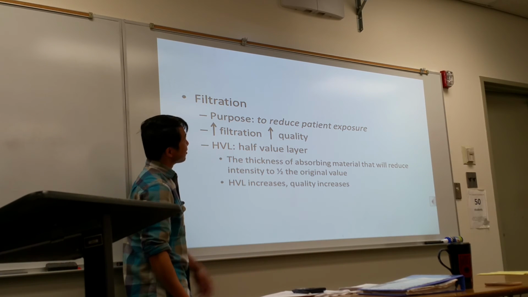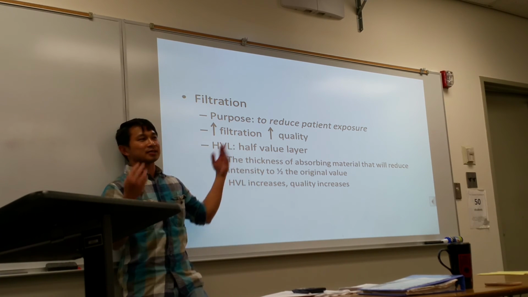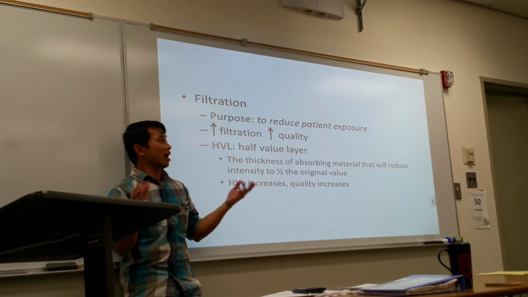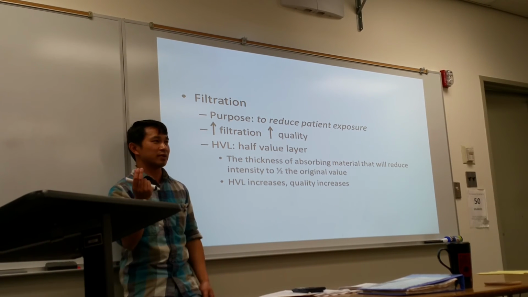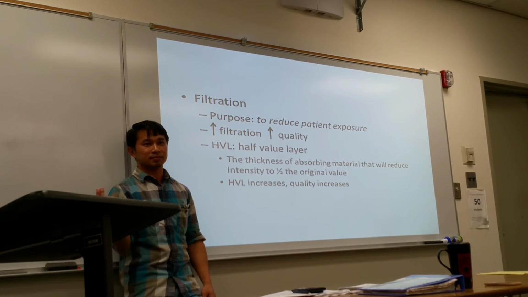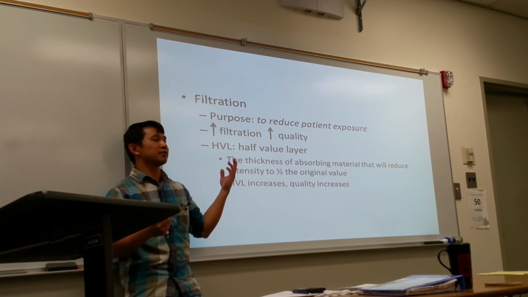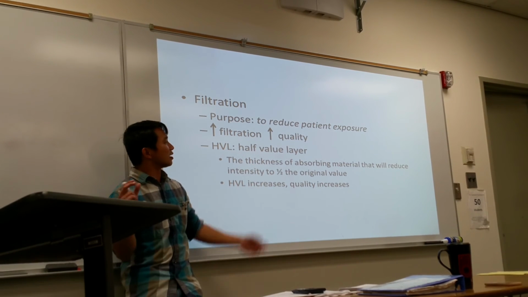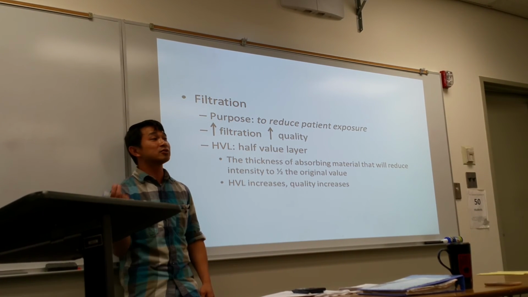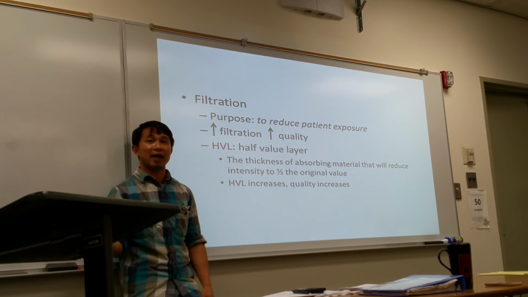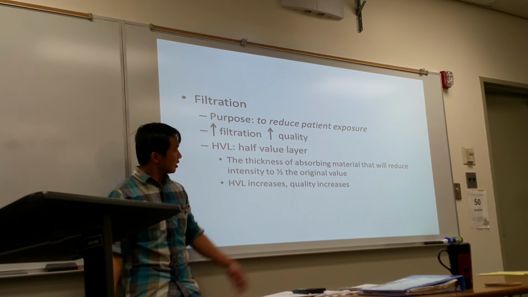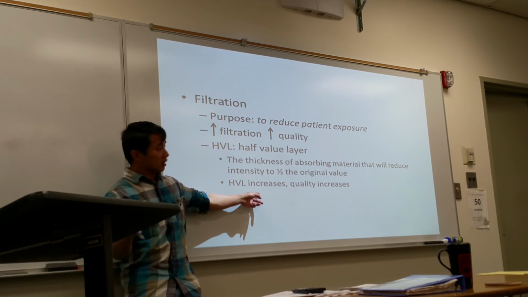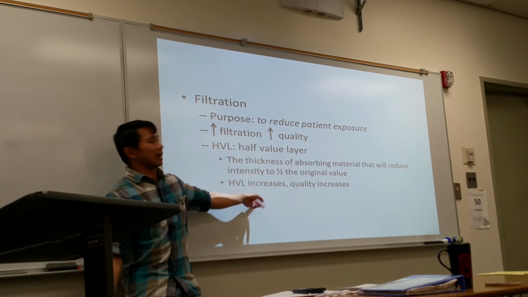All right, related to filtration is a half value layer. This type of filter, you have to figure out how much thickness of aluminum equivalent. A filter is made of aluminum or aluminum equivalent. We measure filters based on aluminum equivalent. So half value layer is the thickness of absorbing material that's necessary to reduce the X-ray intensity by half of the original value. That's why it's called half value layer. And it's not just a term for a filter. Increasing half value layer means more thickness, and quality increases. It's the same.